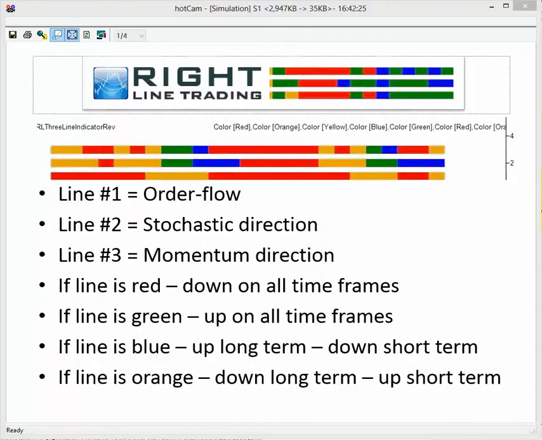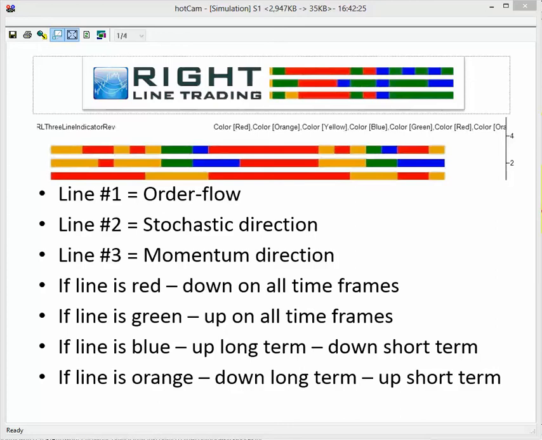Then we look at the three parameters I believe are key. These are the 3 things that we want in our favor. If we define market structure, we want to confirm it with indicator analysis. And we do indicator analysis on 3 parameters. The first on order flow, the second on stochastic direction, and the third on momentum direction.